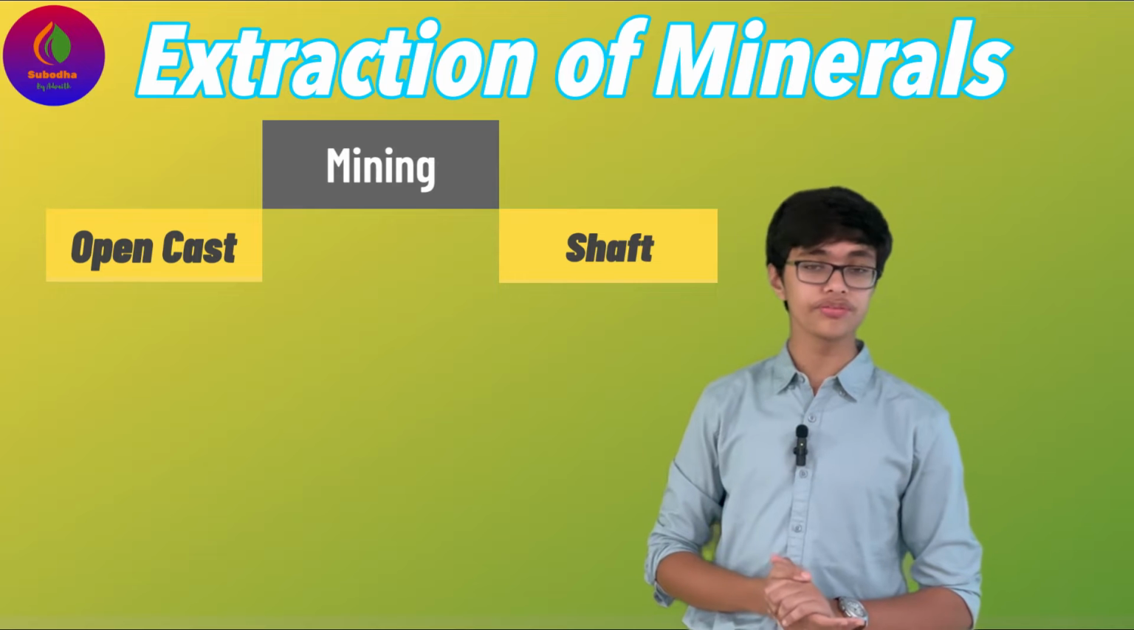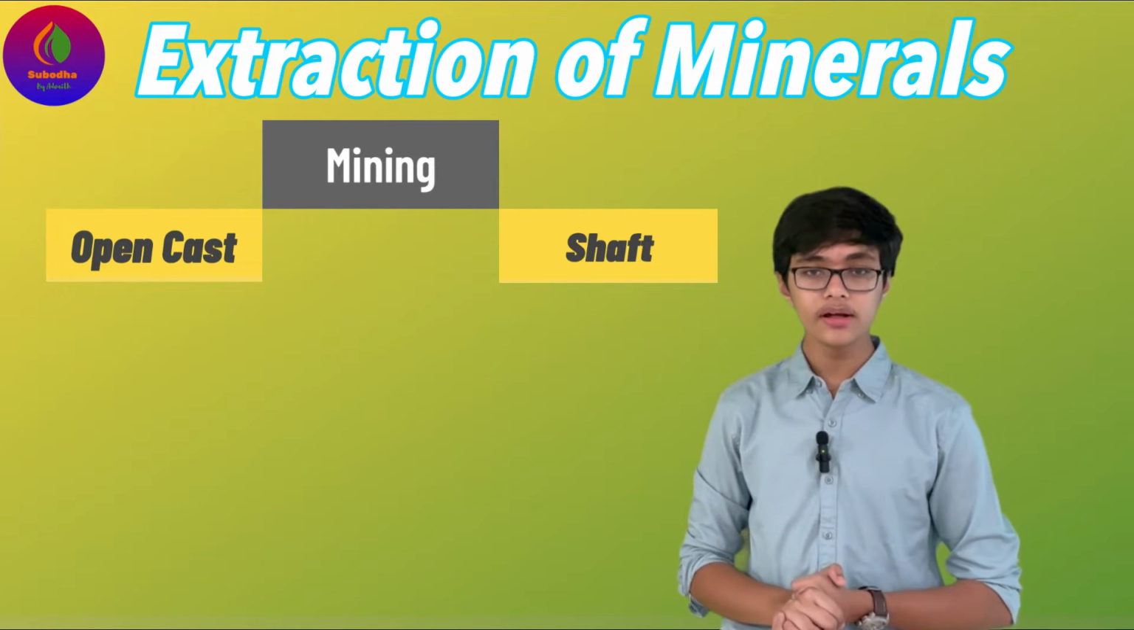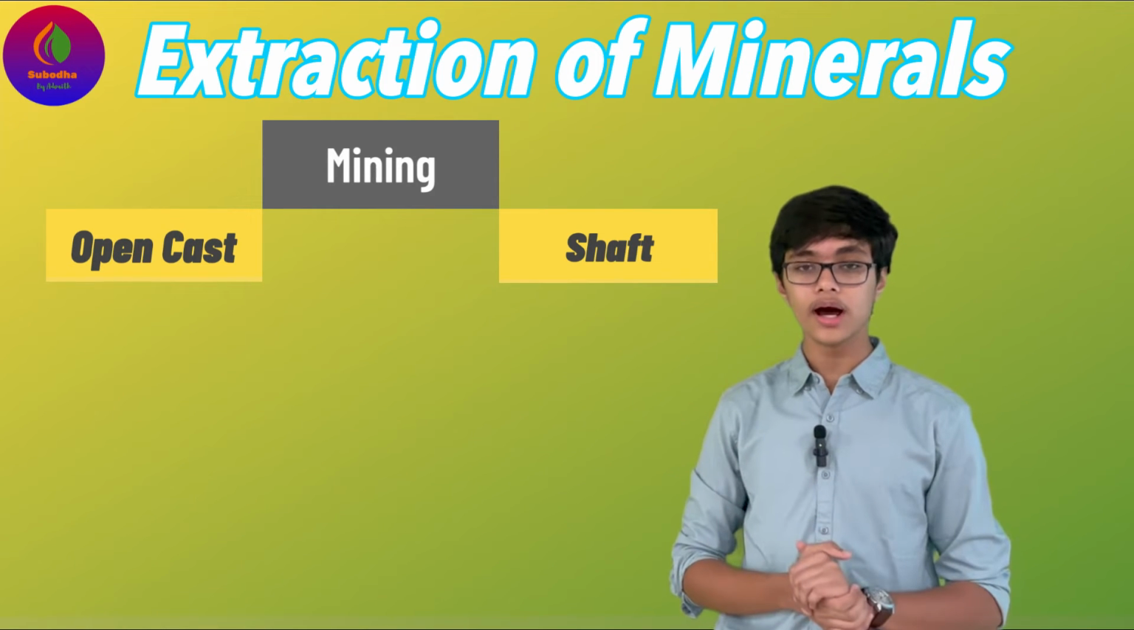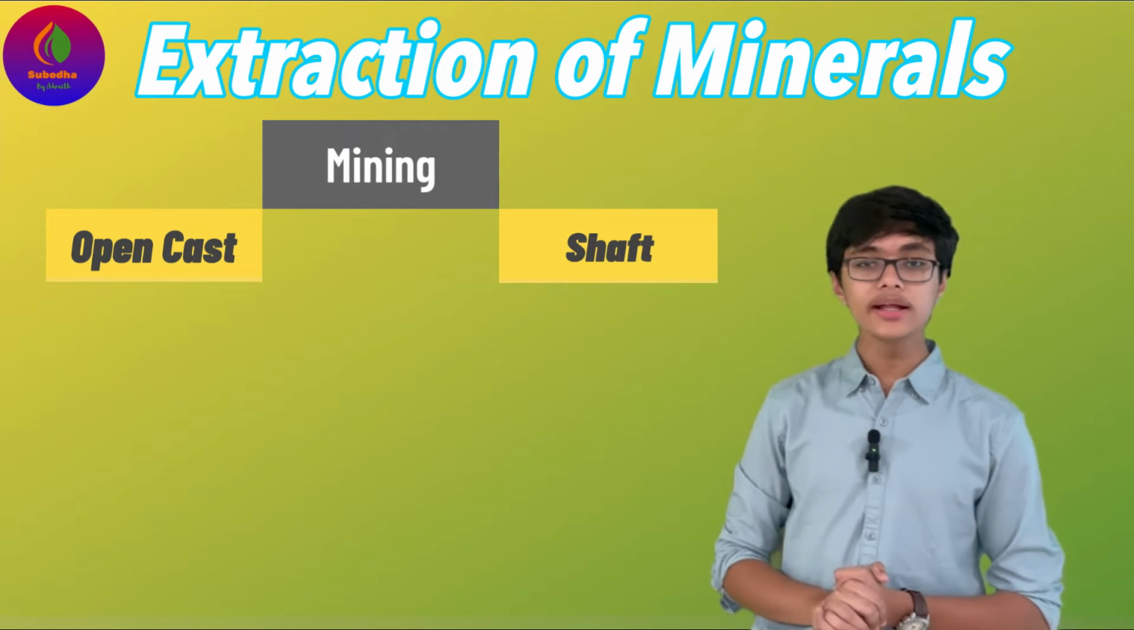So those minerals which are found close to the surface of the earth are mined through open cast mining, whereas those which are found deep inside the earth, like gold and silver, are mined using shaft mining. So that is the extraction of minerals.